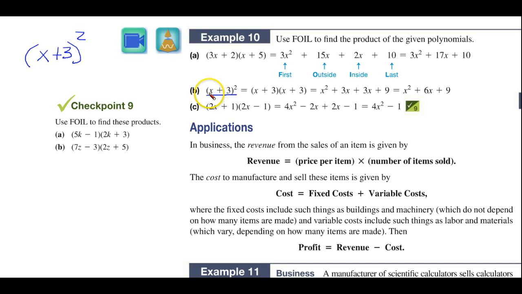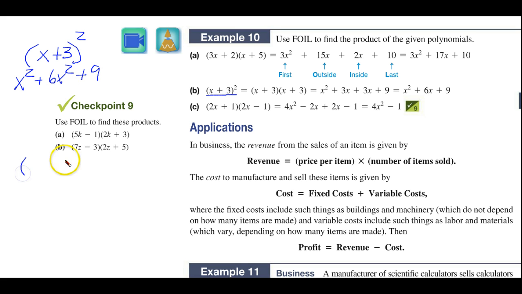Now, this you can expand into 2 binomials like this and FOIL it, but there is a special way to do it, in which we square the first term, multiply these 2 together, get a positive 3x, and then double it, which gives us a 6x squared. And then we square this. And this is what is called a perfect square trinomial that we get from squaring a binomial.